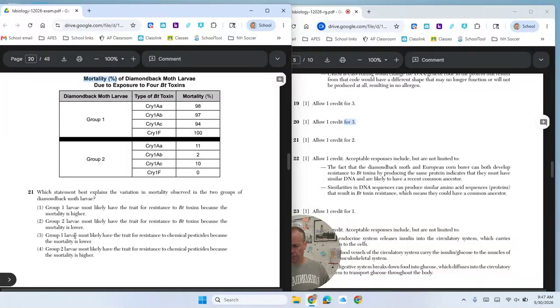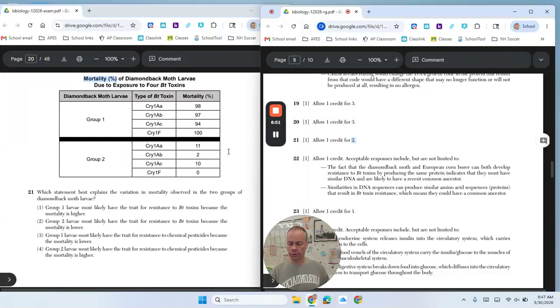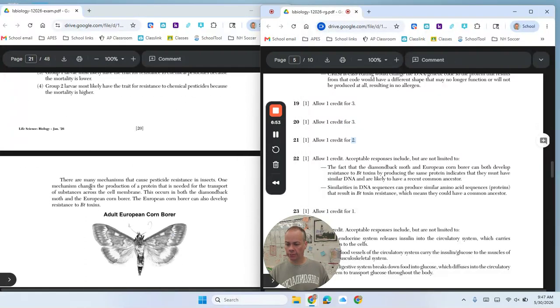So that looks good. But let's look at the other choices. Group 1 most likely have the trait for resistance to pesticides because their mortality is lower. That's not correct. Their mortality is higher. That makes this incorrect. And group 2 most likely have the trait for resistance because their mortality is higher. That's incorrect as well. So those are off the table. The correct answer is 2. This checks out over here. Plus 1 if you got it right.